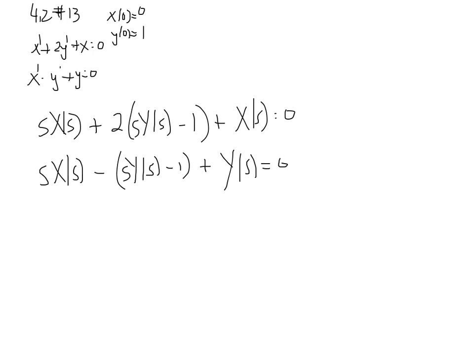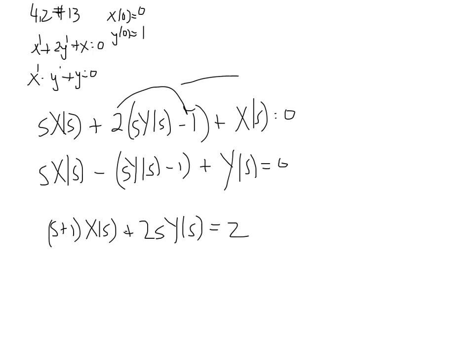So I would rewrite this. Grouping the x of s's together, I'm going to have s plus 1 x of s plus 2s y of s equals 2. So I distributed that through and then moved it to the other side. And I'm going to do the same thing down on bottom. I'm going to have s x of s. Then I've got plus minus s plus 1 y of s equals negative 1.